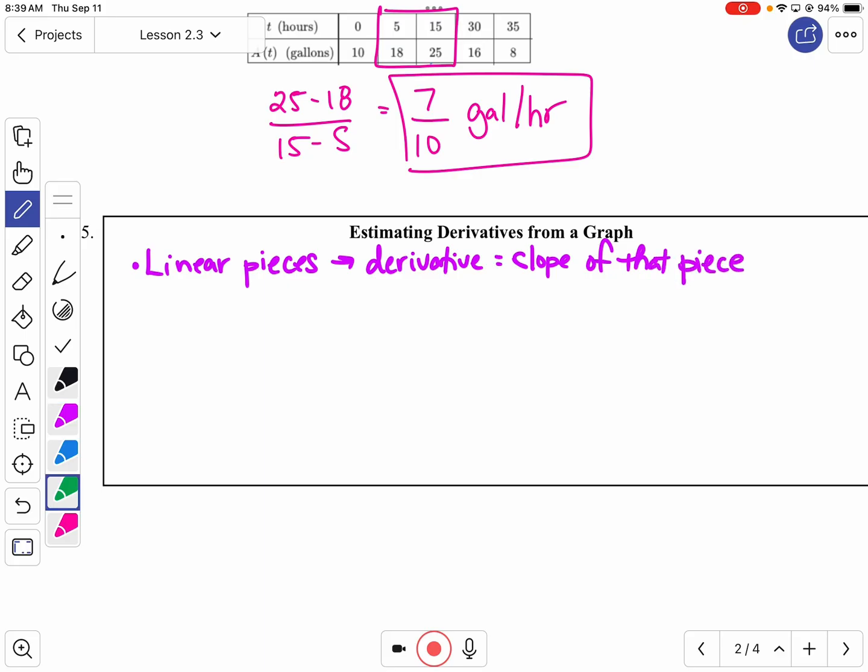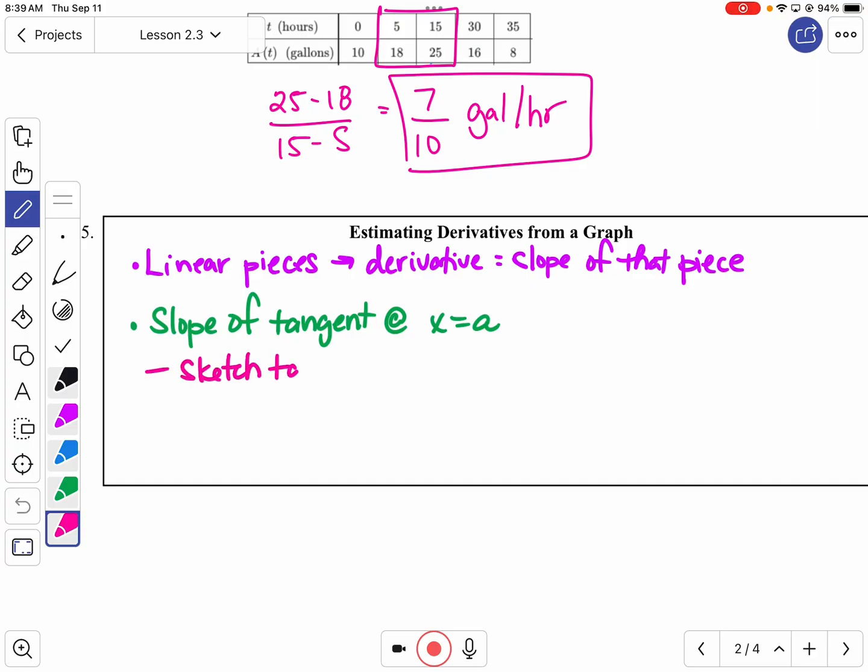Right? Now, 9 times out of 10, you're not going to have a linear piece. It's going to be a curve of some kind. And what we're going to do is we're going to use the slope of the tangent line at x equal to whatever point they want me to find the derivative, okay? To do that, we're going to sketch the tangent line. We're going to pick 2 points off the line. And we're going to do the average rate of change.